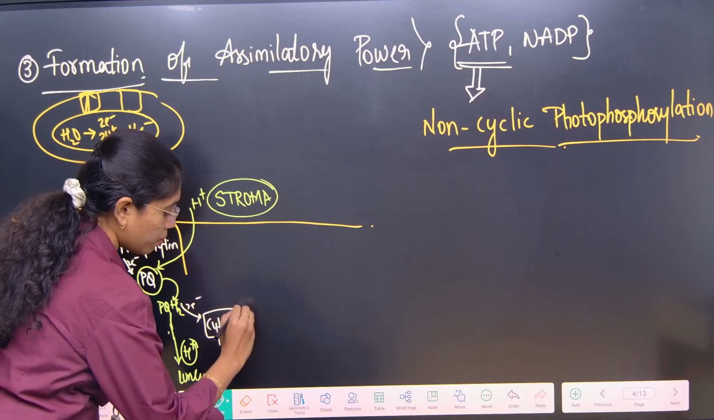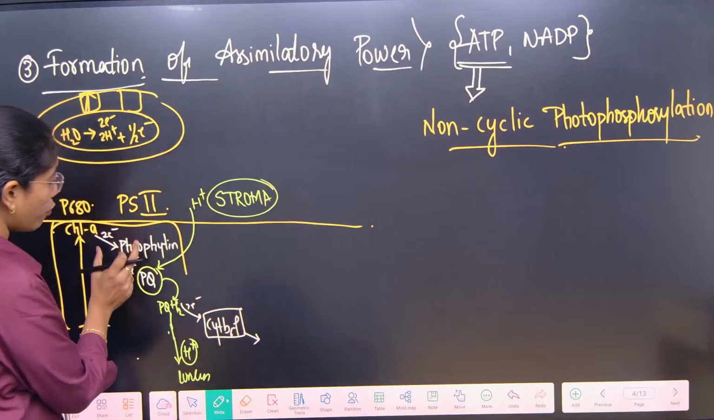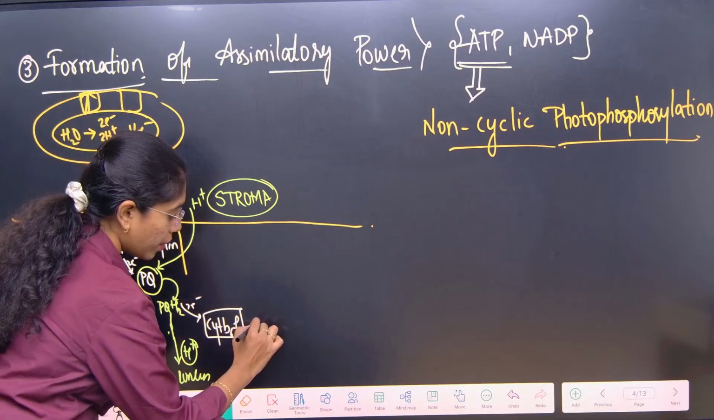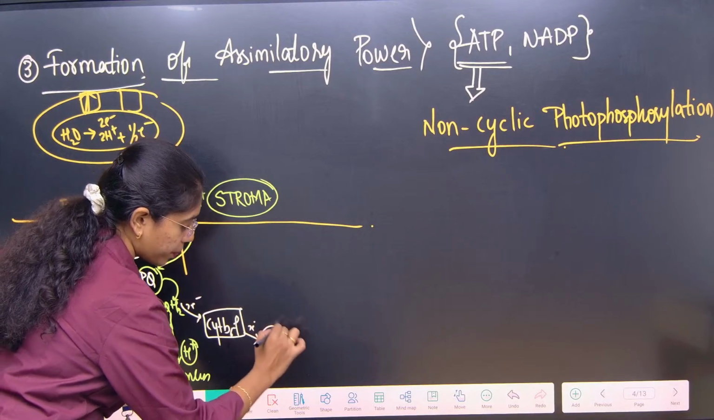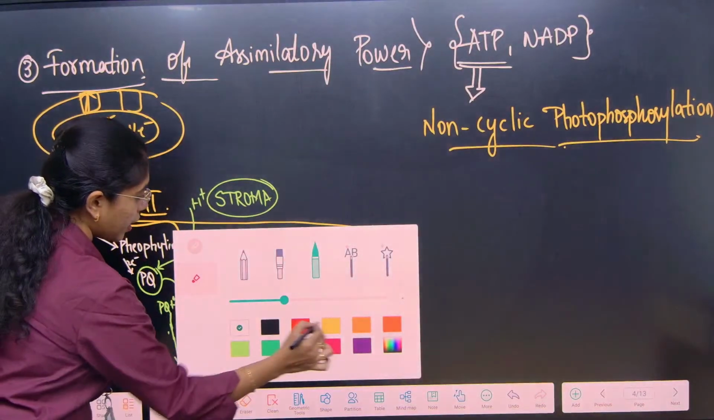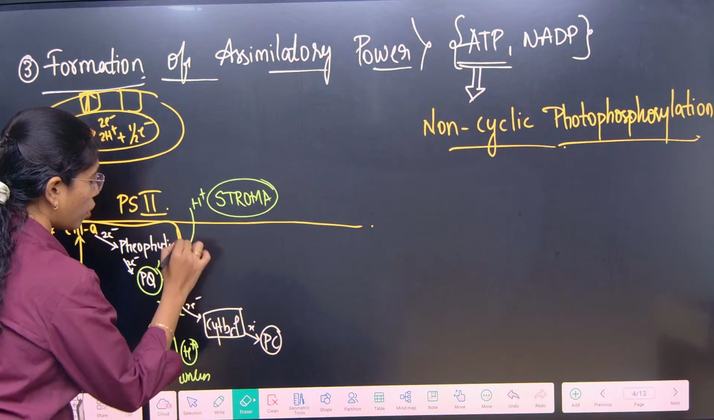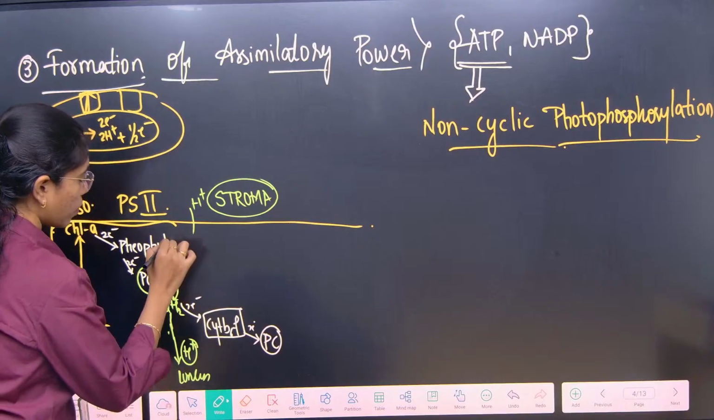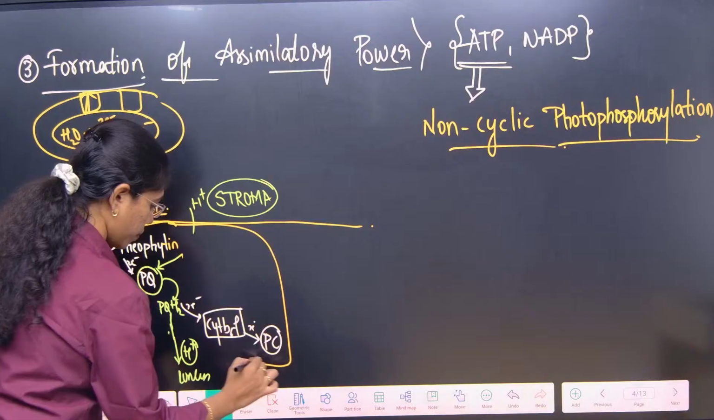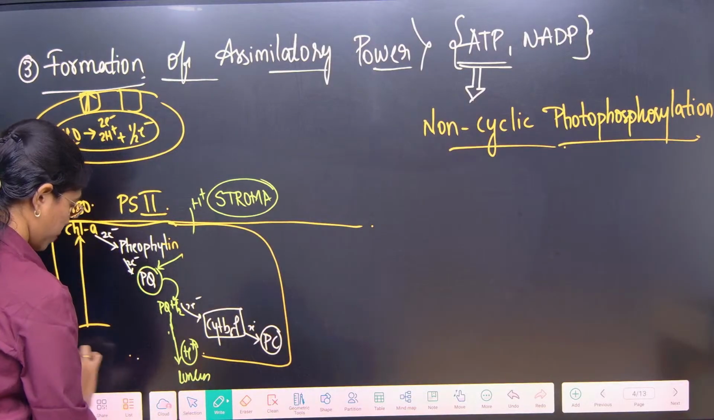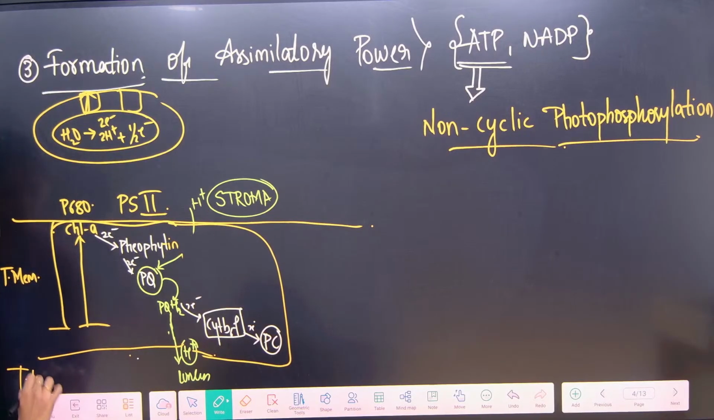From the cytochrome B6F complex, the last electron acceptor of photosystem 2 will be plastocyanin. Got it? Clear all? Very important to remember this electron flow. This is thylakoid lumen.